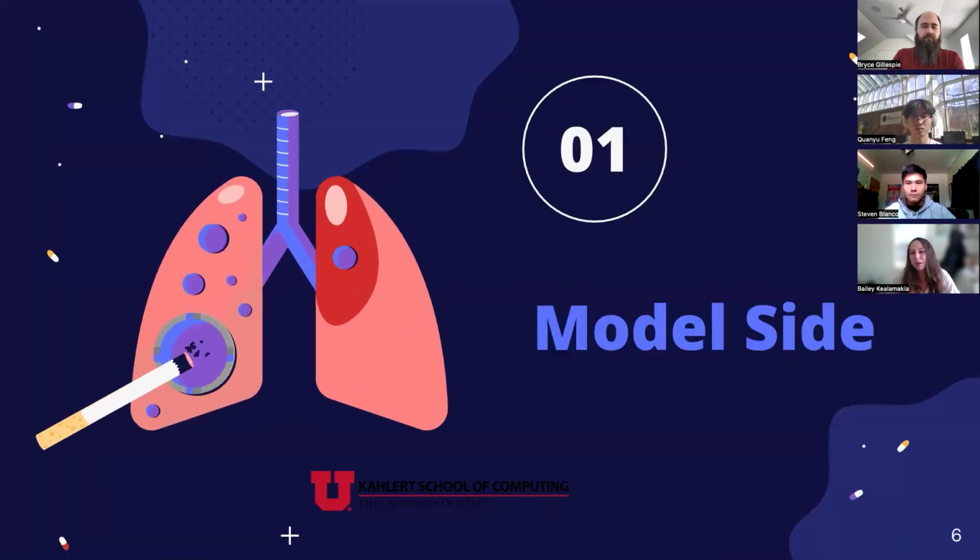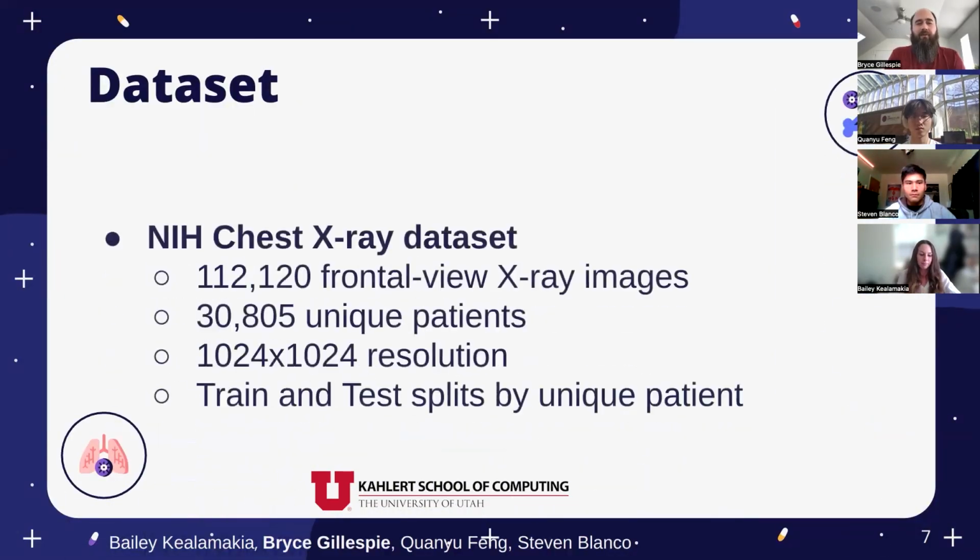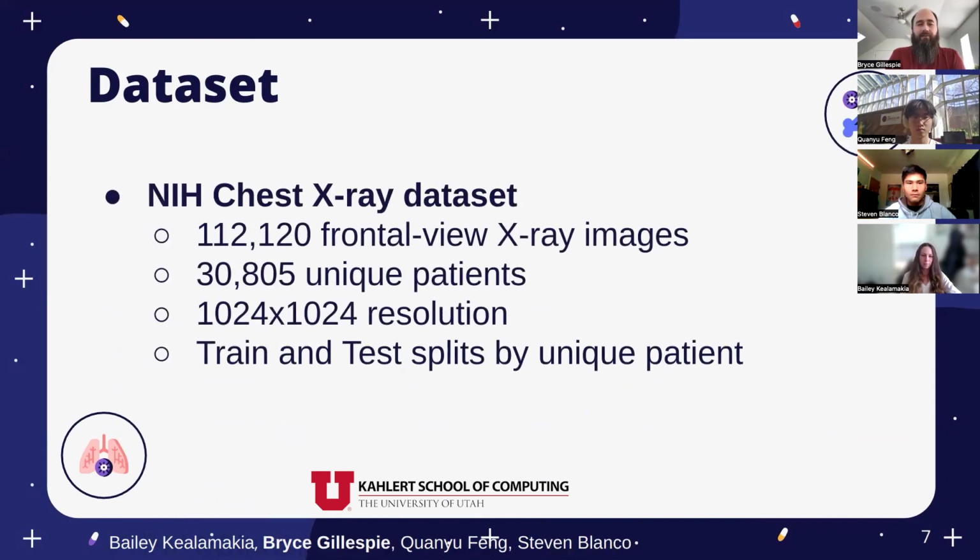And Bryce will go into our model side. Okay. So first of all, the data set that we're working with is the National Institutes of Health chest X-ray data set, and it was published in 2017. This includes about 112,000 X-ray images from about 31,000 patients. The images are in 1024 by 1024 resolution, and the train and test splits are split by unique patient, because oftentimes people will go in for follow-up X-rays multiple times over the course of treatment. So this just helps to prevent cross-contamination in the training and test splits.